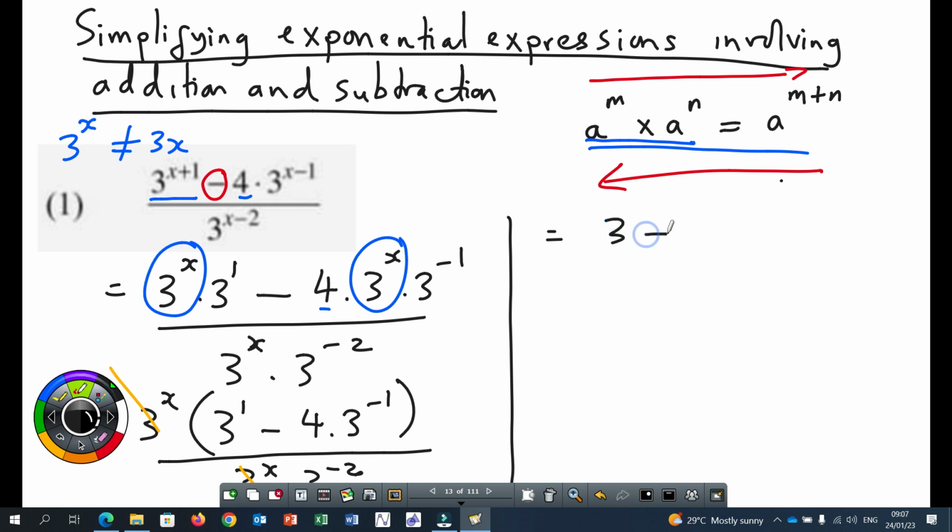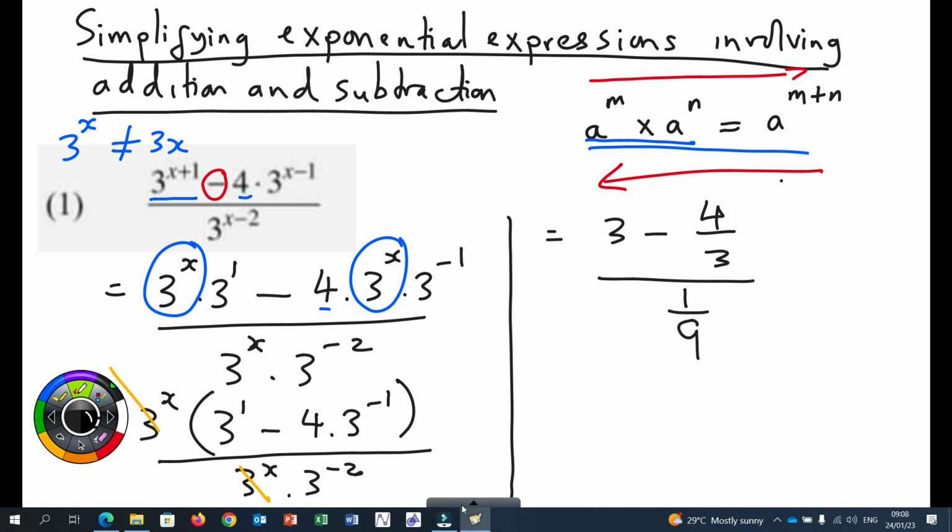So we'll have 3 minus, if I want to simplify this, 4 times 3 to the power of minus 1, it will become 4 over 3. This is all over 3 to the power of minus 2. That will be 1 over 9. Okay, I saw it as a 2. Sorry for that. If you look at it like this, it looks like a 2. I needed to go down there. So it will be 1 over 9. Right, any question there?